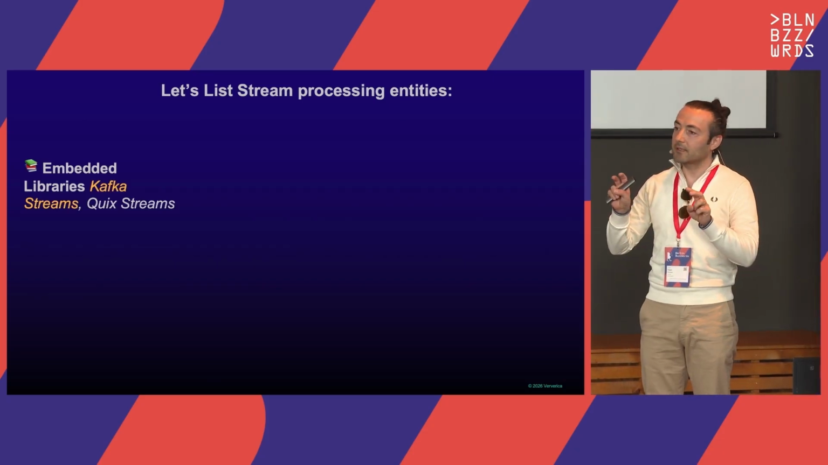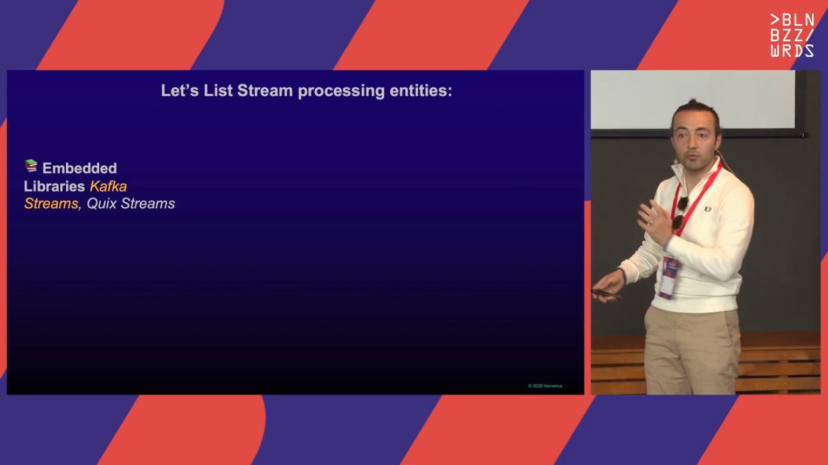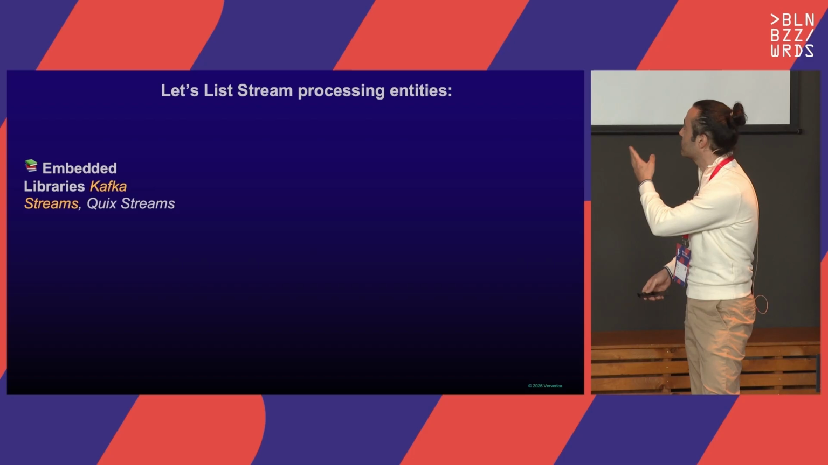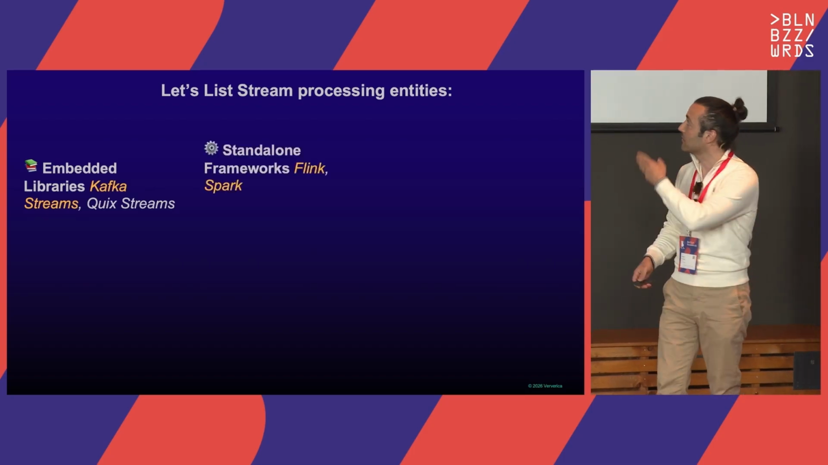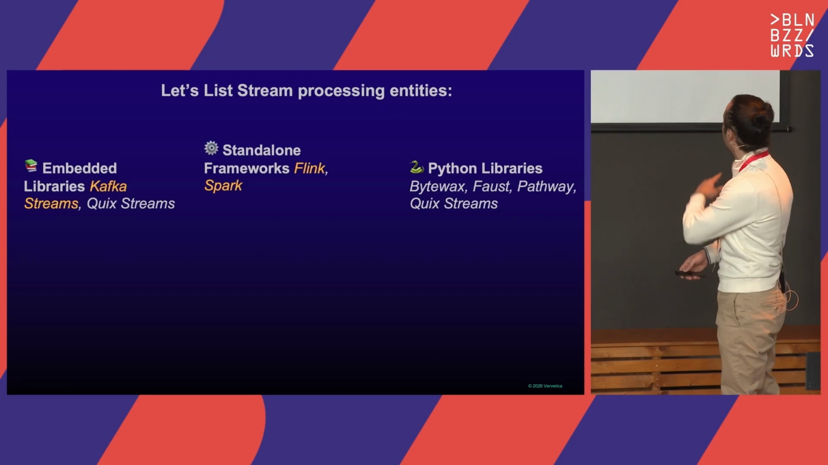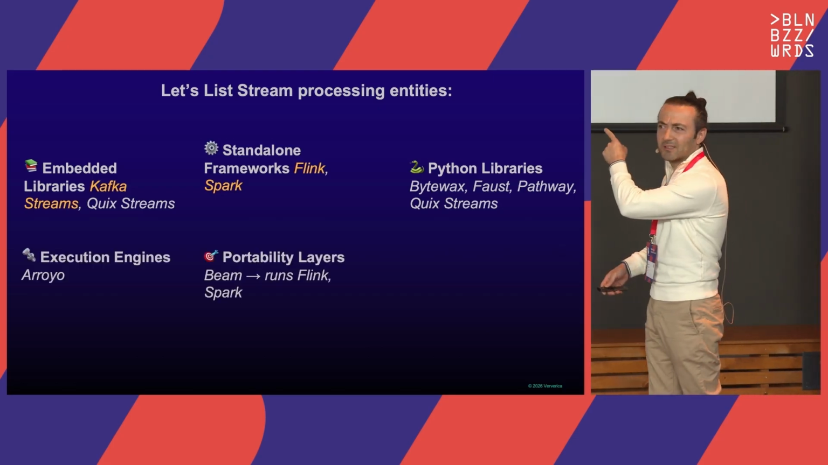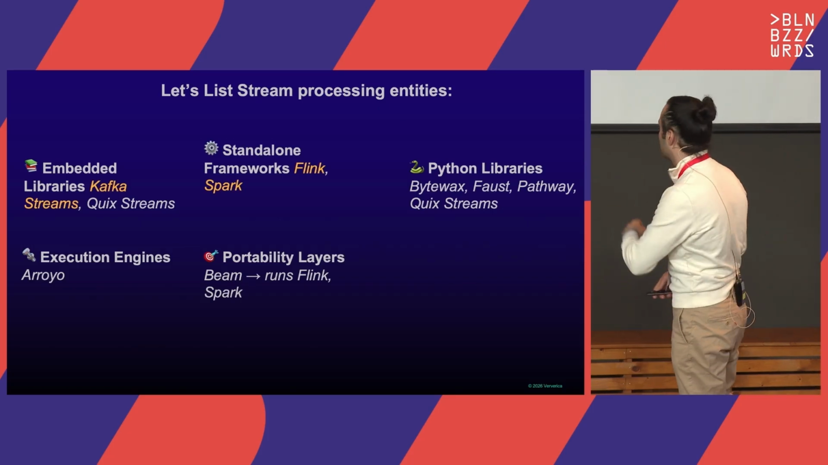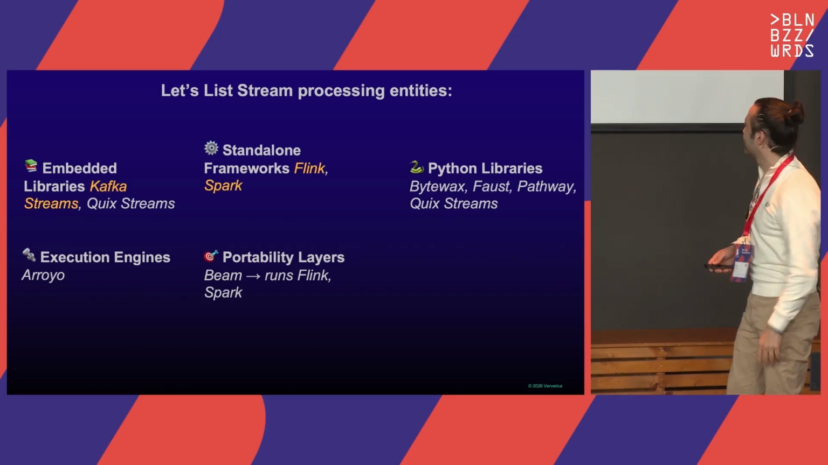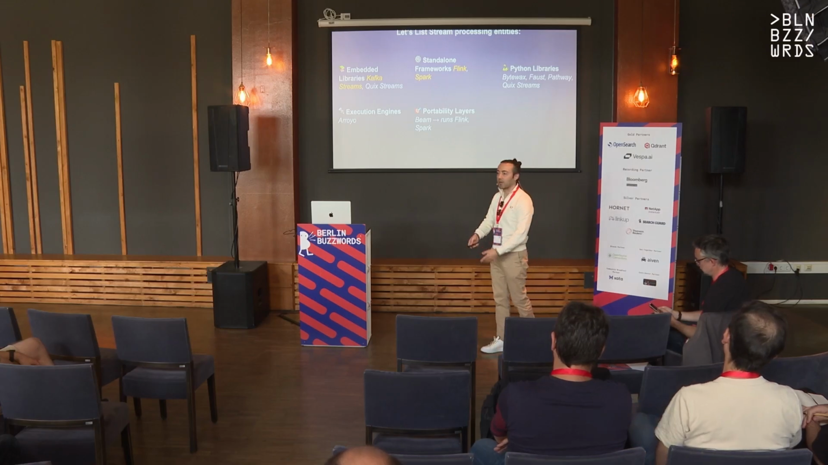We do not only mention it as a processing engine or processor. There are a bunch of different entities which can be doing these processing actions, which are embedded libraries, for example Kafka Streams, standalone frameworks, Flink, Spark, Python libraries, and execution engines like Arroyo, which is written in Rust. I think recently one company already bought it. Yeah, exactly. Portability layers: you can use Beam to deploy a job with Spark and Flink.